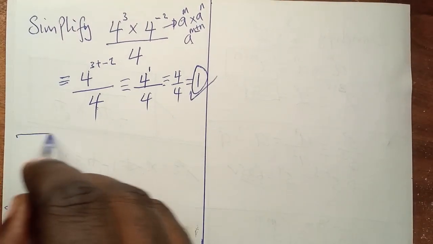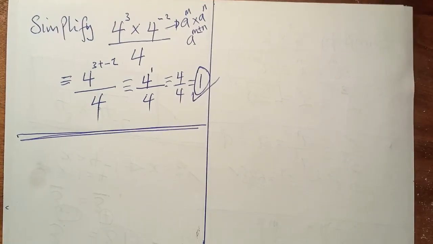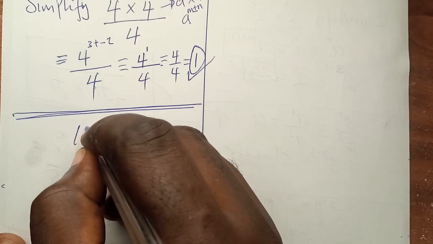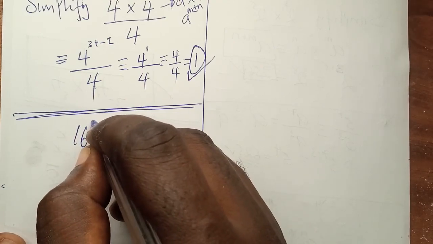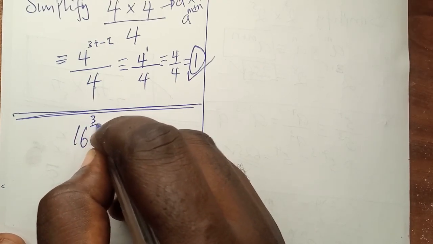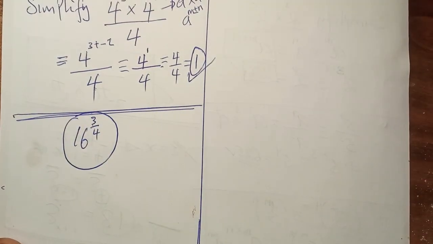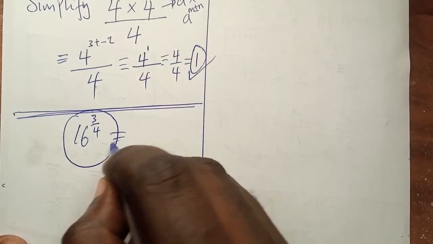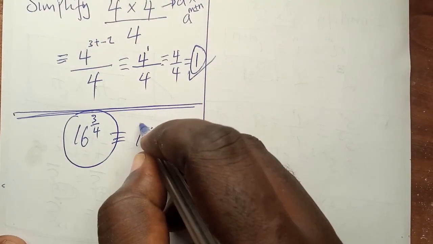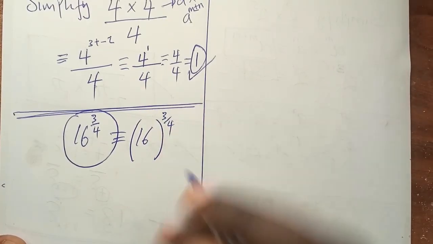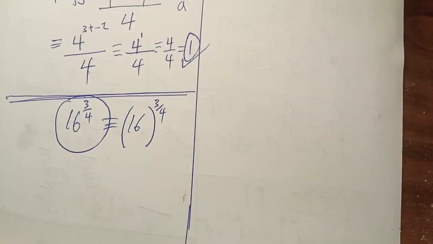Let's look at the next sample example and solve it. We have the next question: to simplify 16 raised to the power 3 over 4. In fact, if you look at this expression, it looks very cumbersome. It's the same as 16 raised to the power 3 over 4, but we need to use simple knowledge here to easily get the expression.